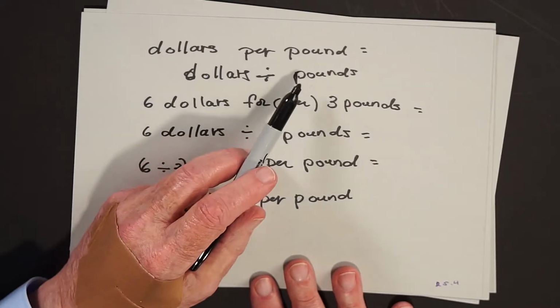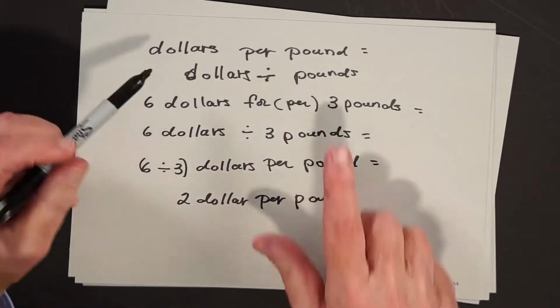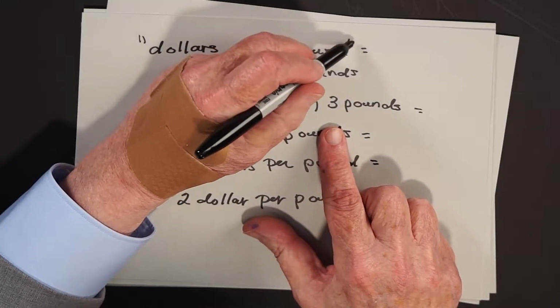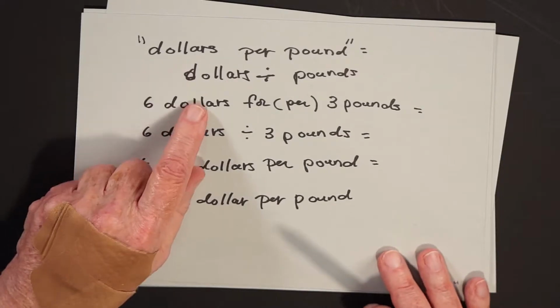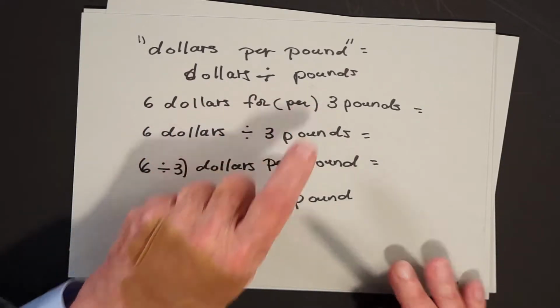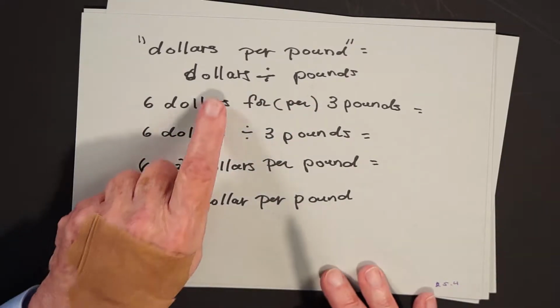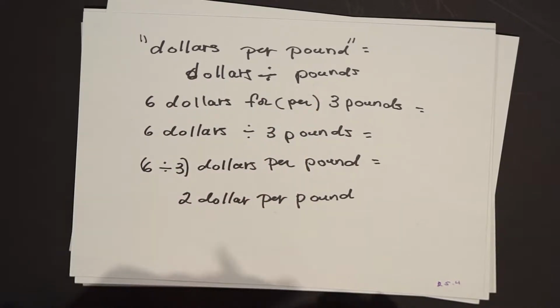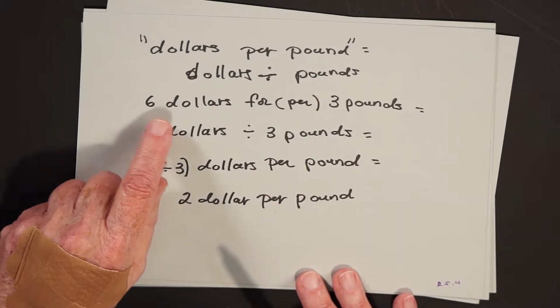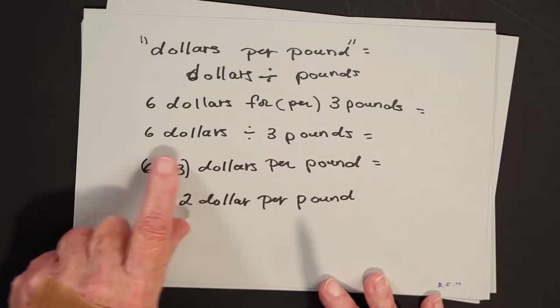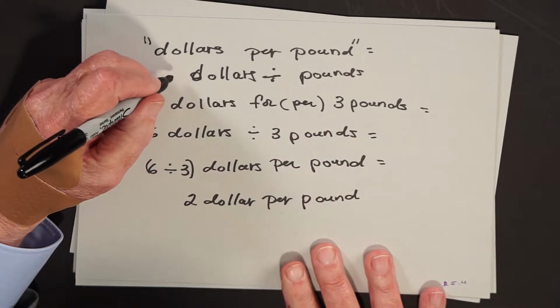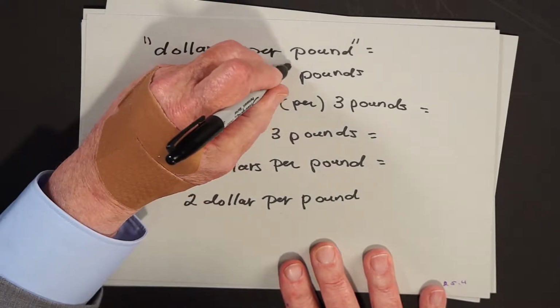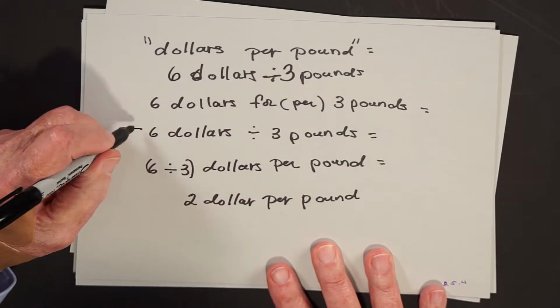when we talk about dollars per pound, it's a rate, it means what? Dollars divided by pounds. And that tells you dollars per pound. So for example, if you spend $6 for 3 pounds, see, $6 per 3 pounds, all you would do is put the 6 here and the 3 here, just as we did down here.